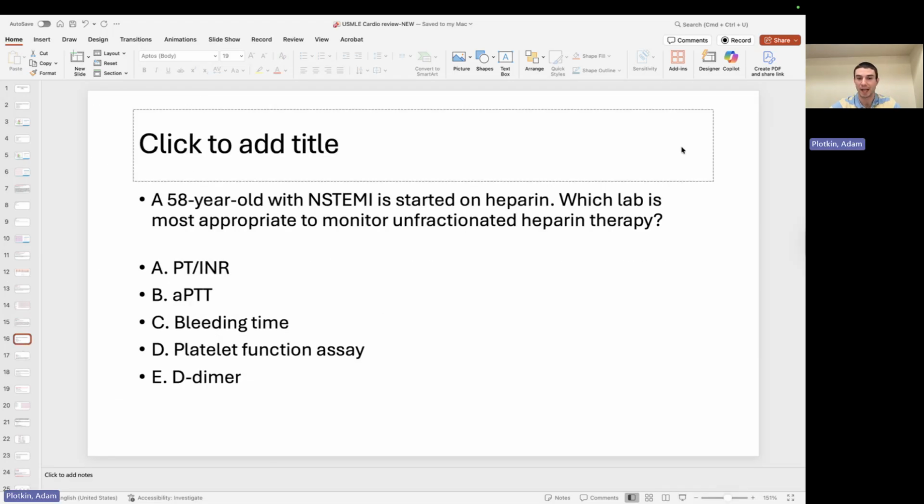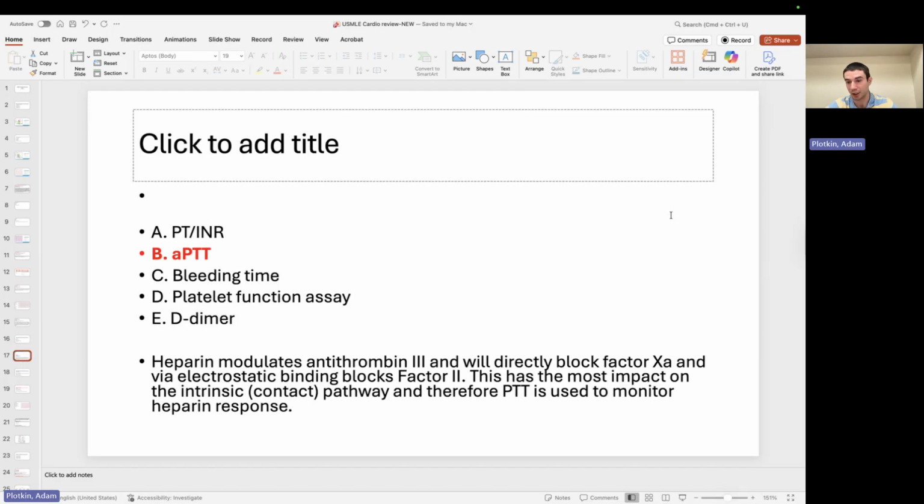All right, a 58-year-old with NSTEMI is started on heparin. Which lab is most appropriate to monitor unfractionated heparin therapy? So A through E, pause your screen and consider. All right, so it'd be PTT. This is bringing you back to heme a little bit, but it's an important concept because you're going to be putting a lot of patients on heparin and potentially even warfarin.